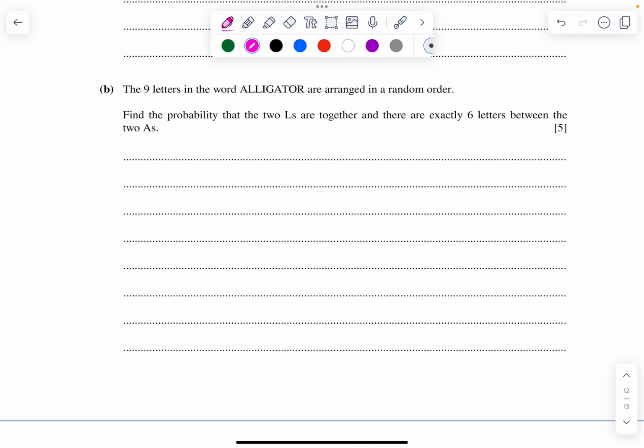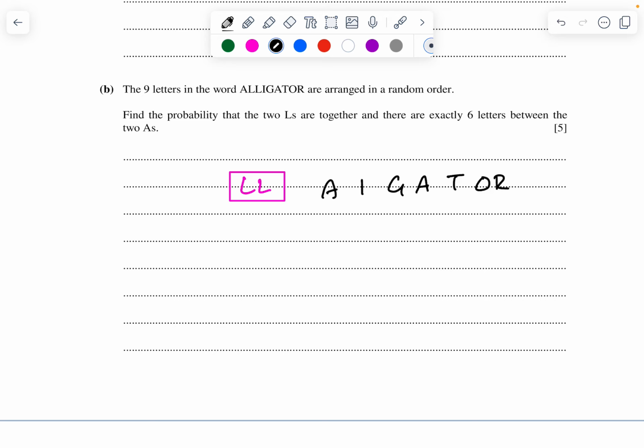The 9 letters in the word alligator are arranged in a random order. Find the probability that two L's are together. So I'm joining those two L's, and there are exactly 6 letters between the two A's. And there are only 6 letters between two A's. So now what am I left over with? A, I, G, A, T, O, R. So A and A. There are only 6 letters: 1, 2, 3, 4, 5, 6, and an A.